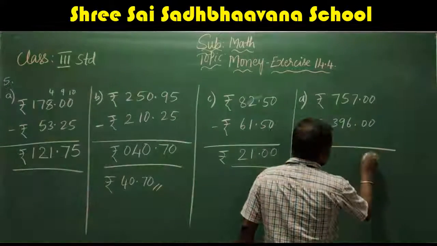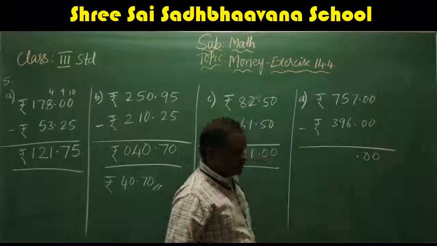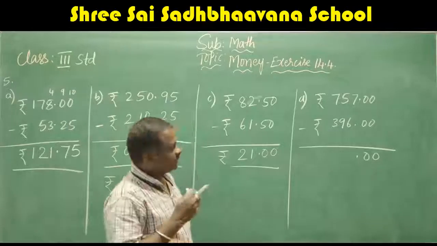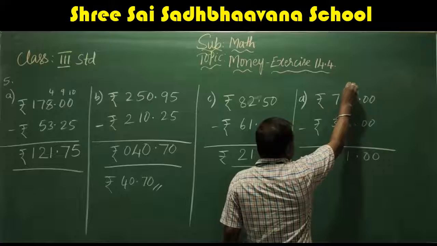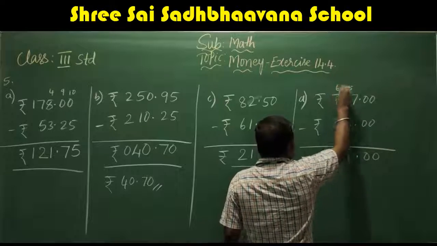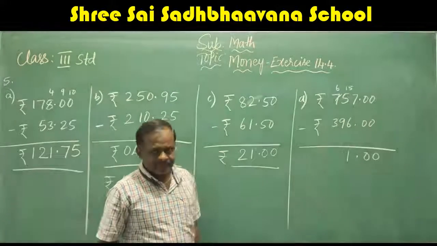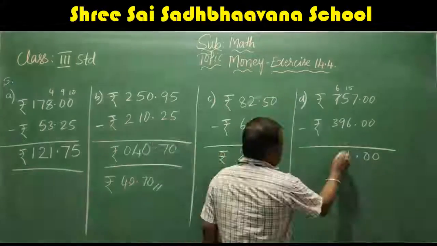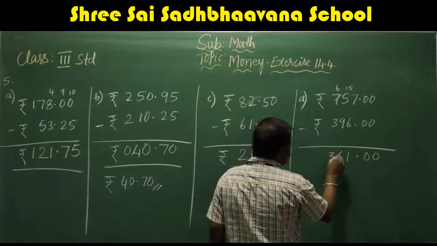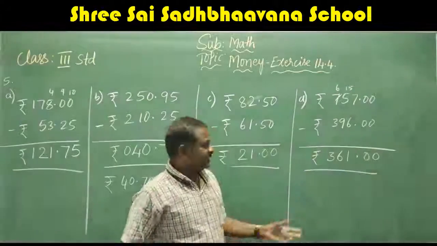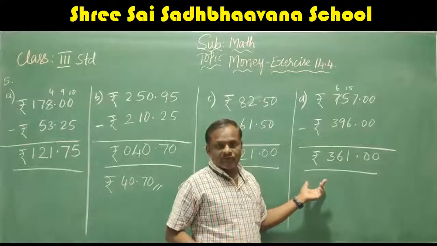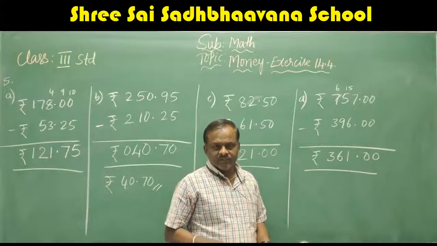Subtract 0, 0 as it is. No need of writing the zeros, but for writing the rupees we have to write the zeros. 7 minus 6, 1. Here this becomes 15 because it is not possible to subtract 9 from the 5. 15 minus 9, 6. 6 minus 3, 3. Rupees 361 is left in the account of Aman.